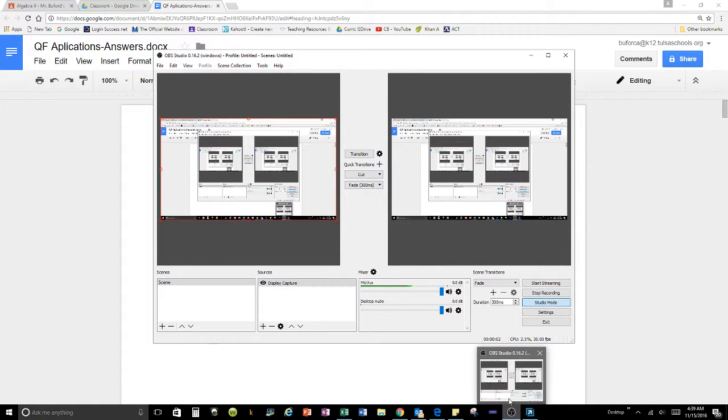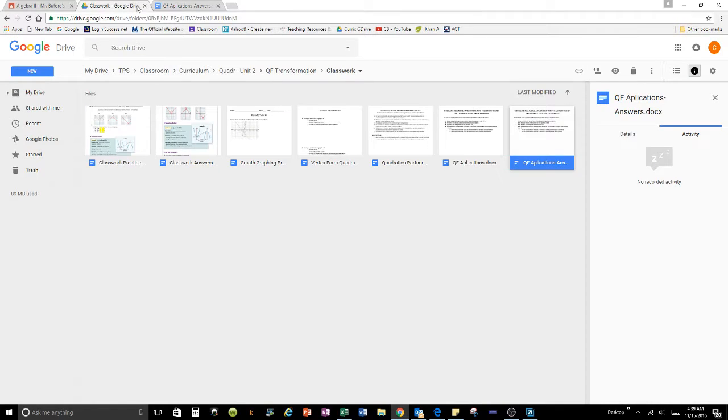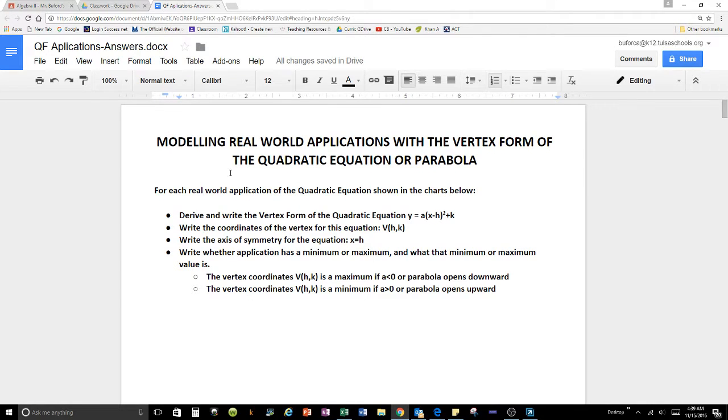Good morning, class. Thought I'd make a video of the solution to the vertex form of the quadratic equation for real-world applications. So here it is. Let's see. So here we are inside the document.